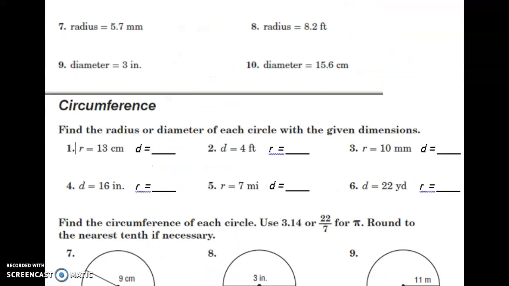7 through 10 are still under those same directions, so we're still finding the area. For number 7, area equals pi times the radius, 5.7, squared. 5.7 squared is 32.49. And 32.49 times 3.14 is 102.01, so that just stays at 102 millimeters squared.